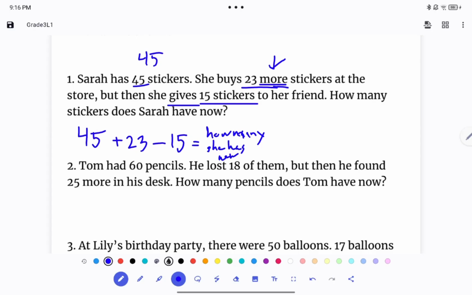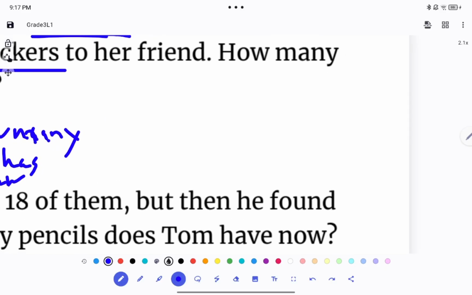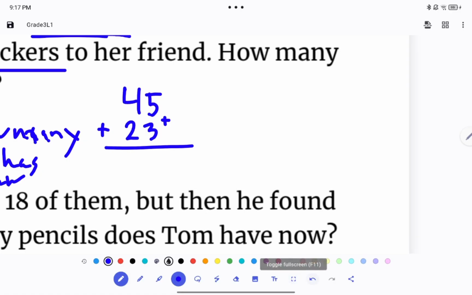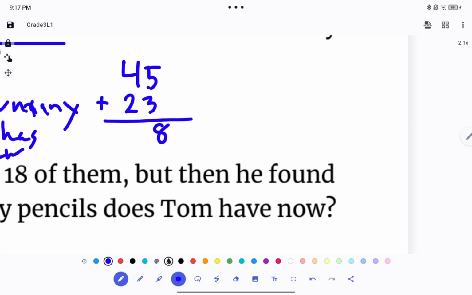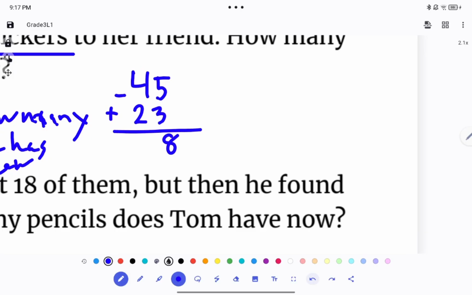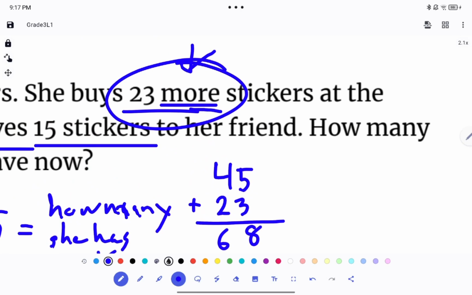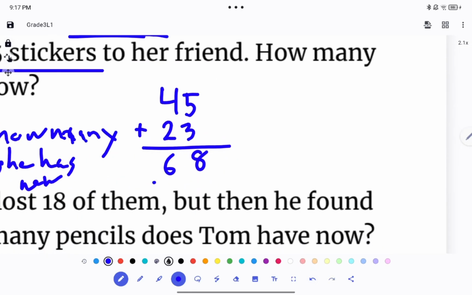Now this looks big and scary, but take it one step at a time. First, let's focus on this 45 plus 23. Let's write out 45 plus 23. We find that 5 plus 3 is equal to 8. And then we move on to the tens column since we don't have to carry anything over, and we find that 4 plus 2 is equal to 6. So after she bought 23 more stickers at the store, she now had 68.